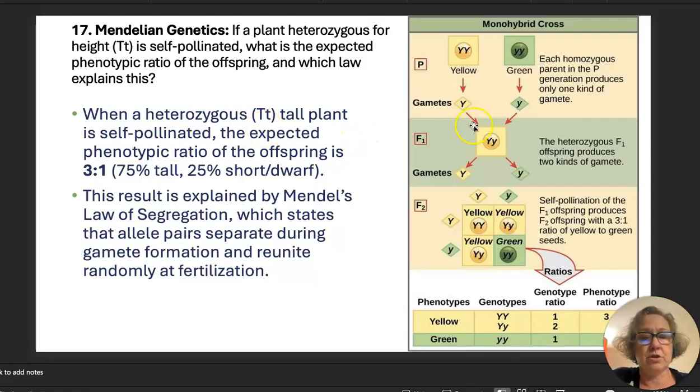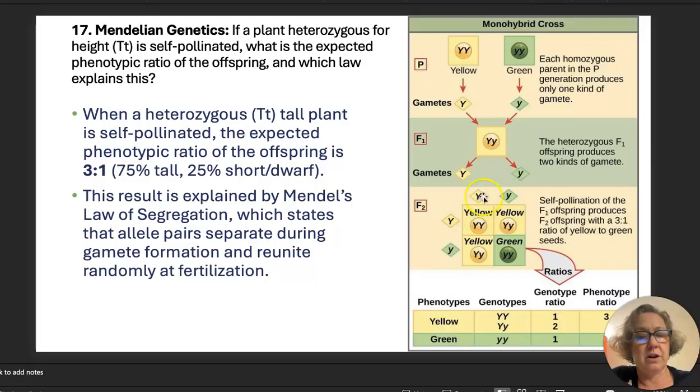Mendelian genetics. So this is a trip back to the beginning of the semester, right? This is just a reminder how these work. There's not a lot of questions. There's not essay questions. These are just multiple choice, but just a reminder to look over it.